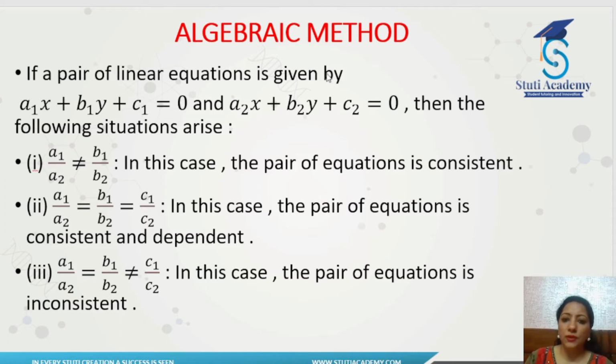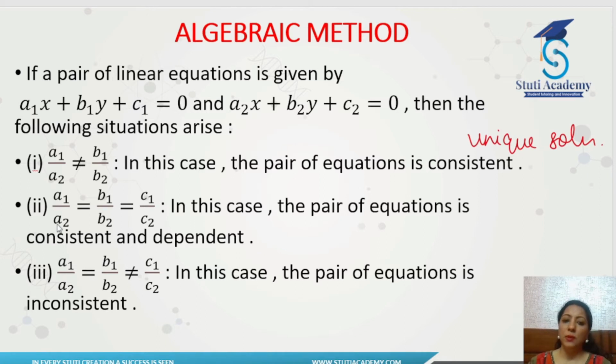So if we have a pair of equations, like this is the standard form given to us, and the following situations arise. This general form for writing a pair of linear equations in two variables is given by a1x plus b1y plus c1 equal to 0 and a2x plus b2y plus c2 equal to 0. If we have the ratios a1 upon a2, b1 upon b2 unequal, then we will say that the set of equations is consistent. And in this case, we have unique solution. Unique solution means exactly one solution.